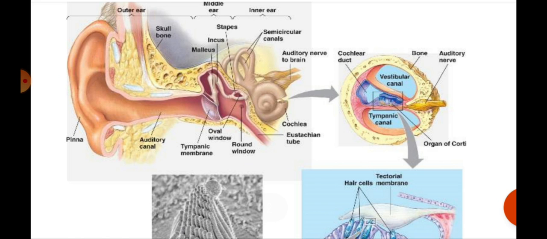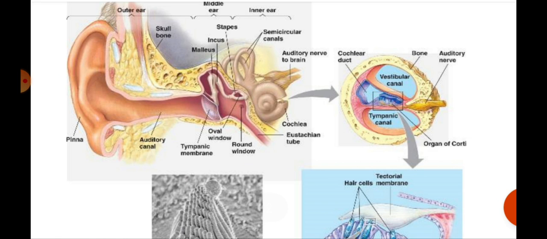The pinna or the outer ear, followed by the auditory canal, followed by the tympanic membrane, followed by the malleus, incus, stapes, followed by the oval window, followed by the round window. Inside the second diagram, you can see the internal ear, which is used for hearing as well as for balancing of the human.